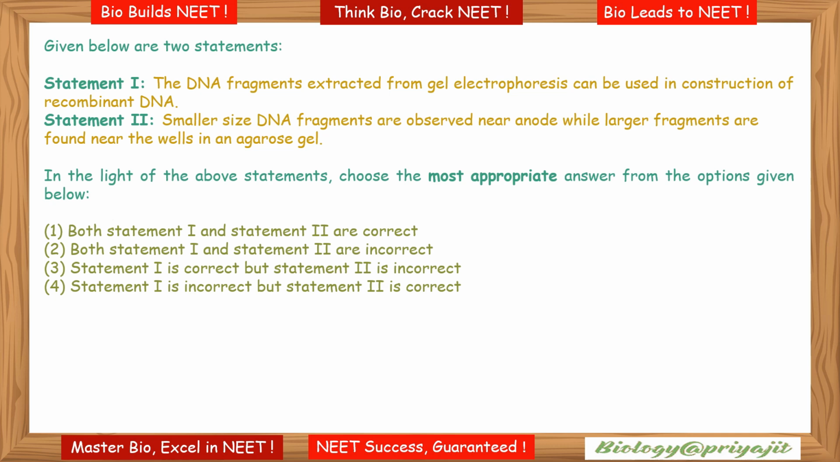The DNA fragments extracted from the gel electrophoresis can be used in the construction of recombinant DNA molecules by joining them with cloning vectors. Since DNA fragments are negatively charged molecules, they can be separated by forcing them to move towards the anode under an electric field through a medium or matrix. The DNA fragments separate according to their size through a sieving effect provided by the agarose gel. Hence, the smaller the fragment size, the further it moves. Therefore, smaller fragments will be observed near the anode, whereas the larger DNA fragments are near the wells in the agarose gel.